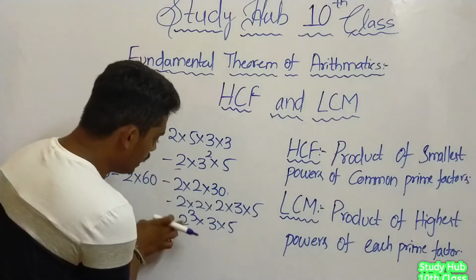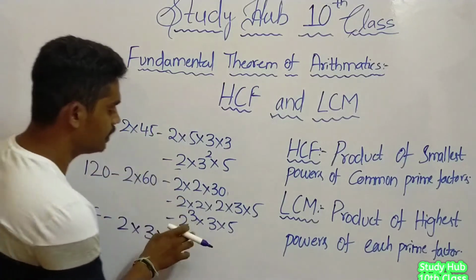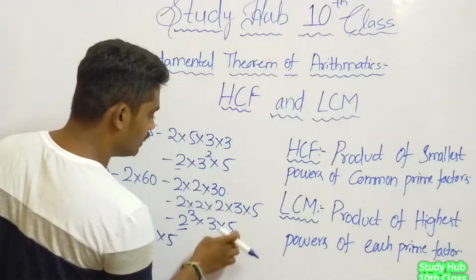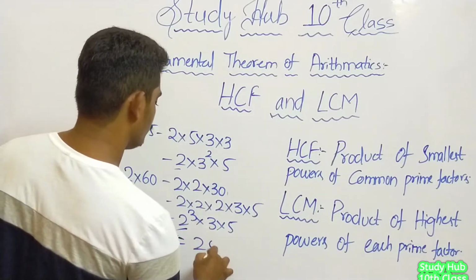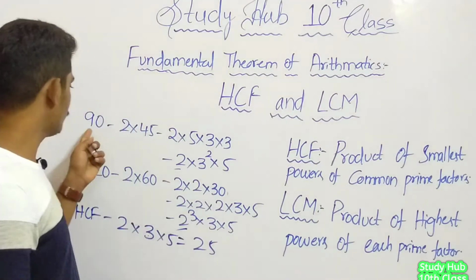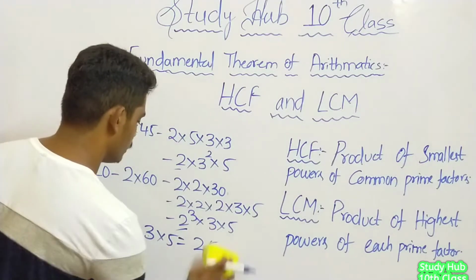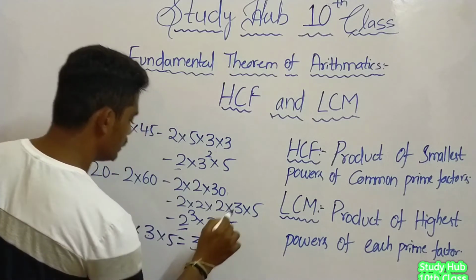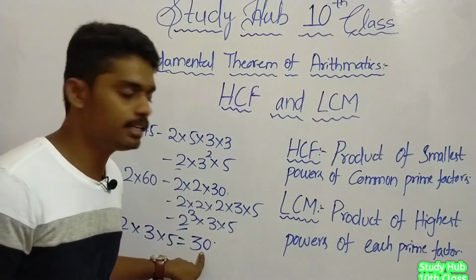And out of 2 and 2 cube, which is smaller? 2 is smaller, 2 is enough. Out of 3, 3 square, 3 is smaller, 3 is enough. Out of 5, 5 is similar. So 2 3s are 6, 6 5s are 30. Sorry, friends. So the HCF of 90, 120 is 30, friends.